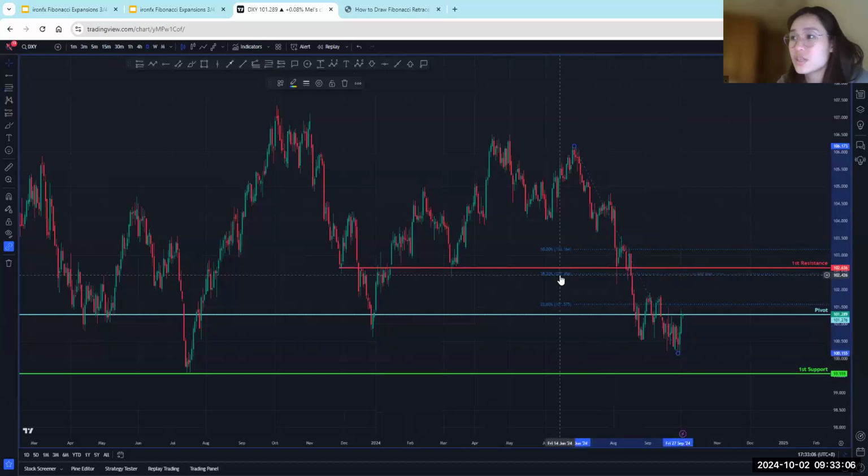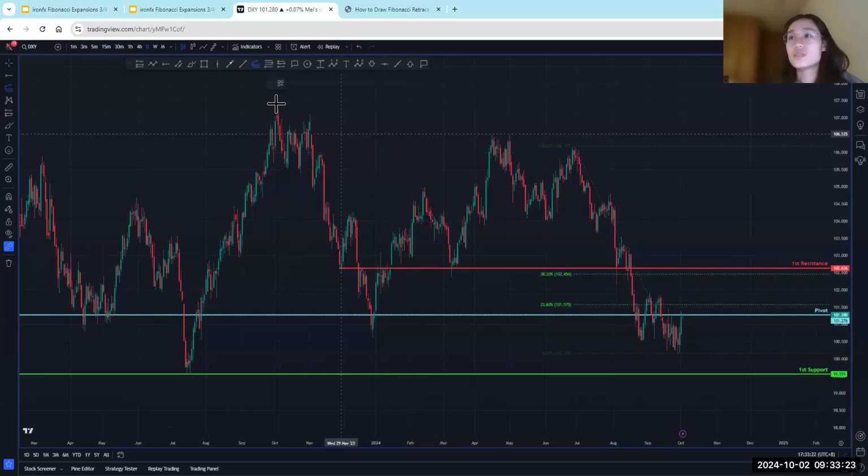Okay, you can see my 38.2 lines up nicely with our first resistance. 23.6 also lines up with our pivot. So I'll keep both of these levels, 23 and 38. Okay, you can also see here we have a bit of a lightning bolt shape.